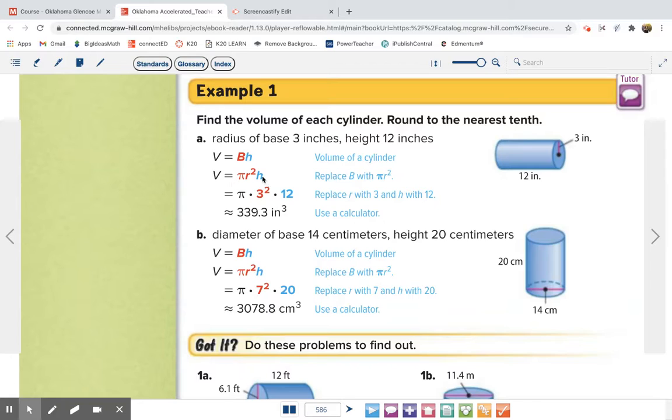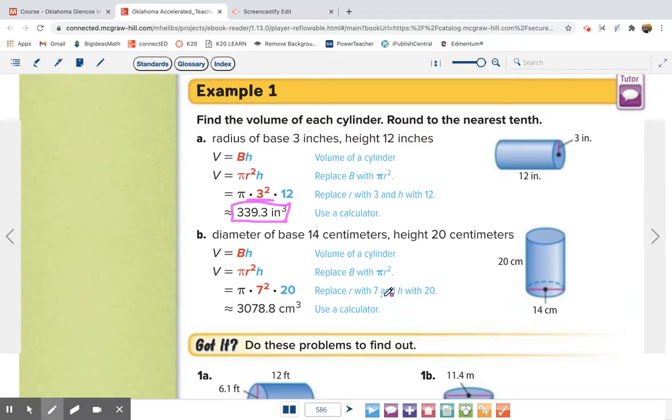So we take pi. The radius they gave it to us is 3 inches, so we have 3 squared times 12. You have to do your exponent first before you multiply. 3 squared is 3 times 3, which is 9. Go ahead and do that times 12 before you plug in pi, since we're going to have to round when we do that, and then plug pi into our calculator and round. It is approximately, that's what those little squiggles mean, 339.3 cubic inches. That would be the volume of that cylinder.